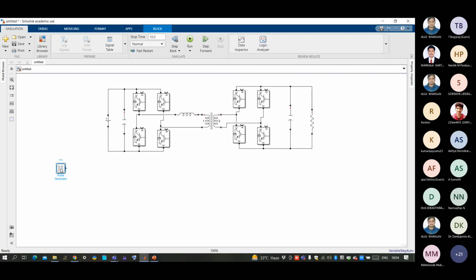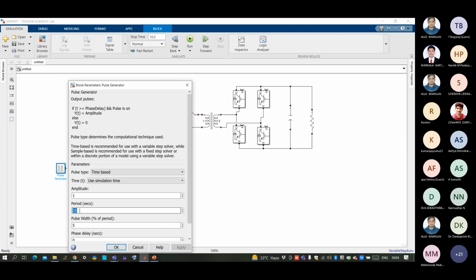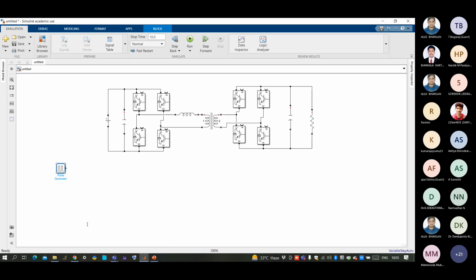Now let's define it. What is the amplitude and what is the period in seconds? It should be the period of our switching frequency. I'm taking 25 kilohertz as my switching frequency, so the period will be 1 by 25,000. And the duty cycle will be 50%. I need to give the pulse from here to here, S1 and S4. So I will use Goto and From blocks. And from the From block I can drag like this.